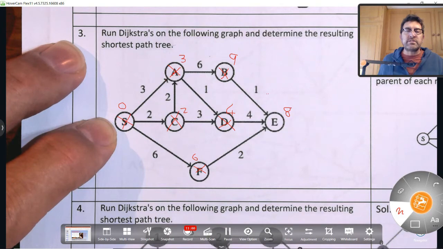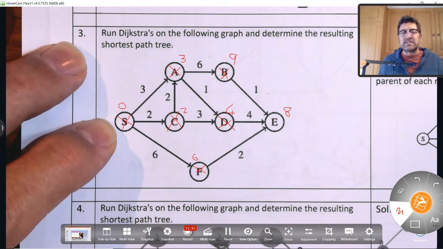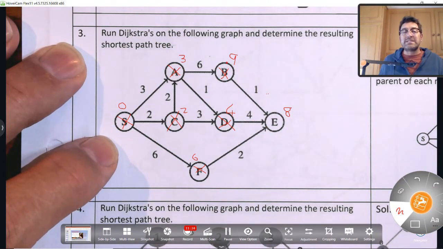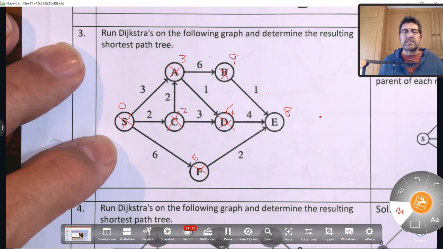I move from S to A, which is 3, from A to D, which is 1, which gives a cumulative distance of 4, and then from D to E, which produces the 8. That's one way. I could have gone from S to F, which is 6, and from F to E, which is another 2, 8. So I could have moved that direction, or I could have moved this direction. It would make no sense to move the other direction, to move over there, because already I have a distance that is higher than the one that I wanted.